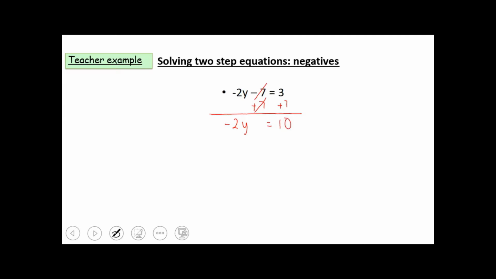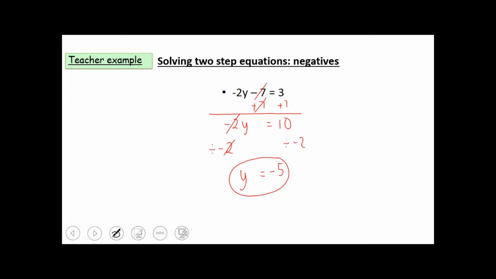Previously, when we were doing questions like this, if it said 2y, you divided by 2. But this time, you have to be very careful because it's a minus 2y. We need to have the y on its own. So you divide by minus 2 this time, and you divide the other side by minus 2. Minus 2 divided by minus 2 just cancels out up here, and you should have one y on its own. And 10 divided by minus 2 should give you minus 5. Please make sure you write minus 5, not 5. And your answer is y equals minus 5.